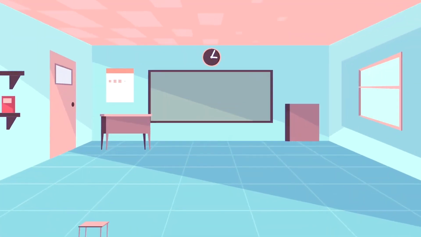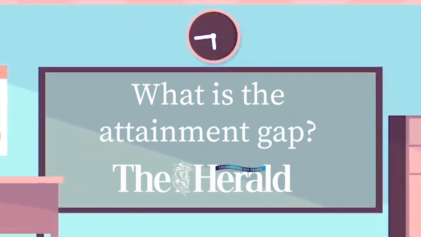So what is the attainment gap? Well, sorry, but before I answer that, can I answer another question very quickly, and that is, what's an attainment gap? So an attainment gap is just any difference in outcomes between different groups.